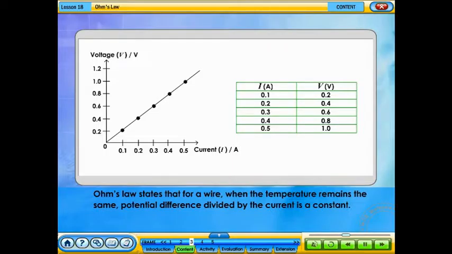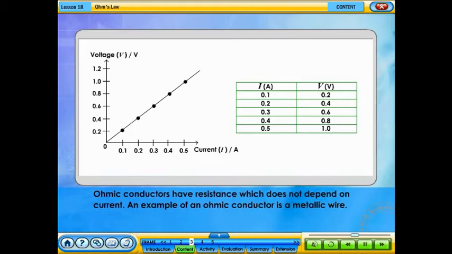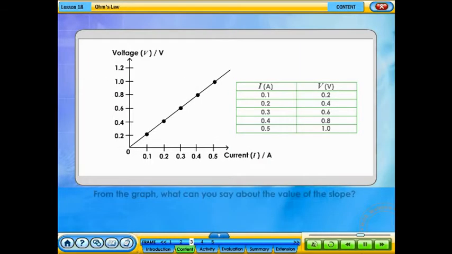Ohm's law states that for a wire, when the temperature remains the same, potential difference divided by the current is a constant. The wire is said to be an ohmic conductor. Ohmic conductors obey Ohm's law. Ohmic conductors have resistance which does not depend on current. An example of an ohmic conductor is a metallic wire.